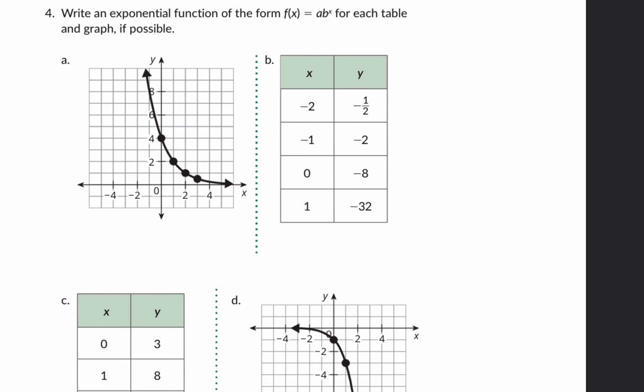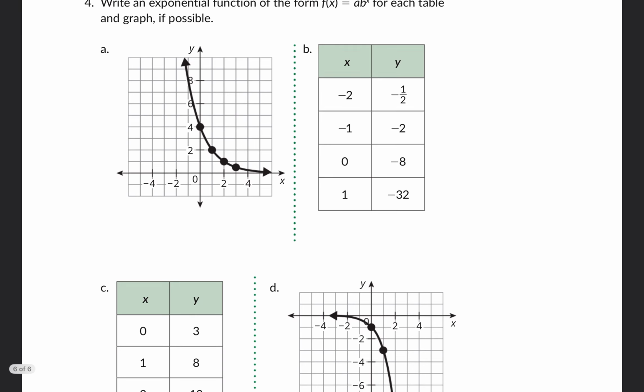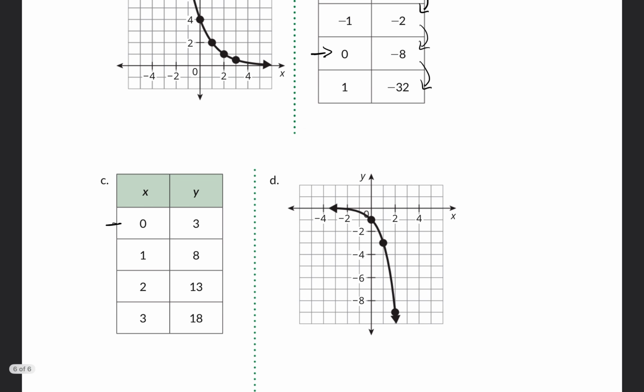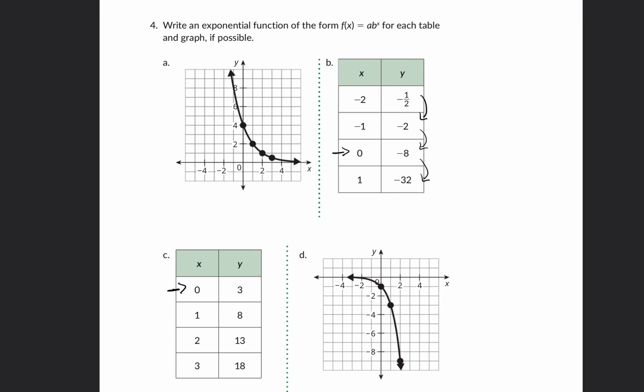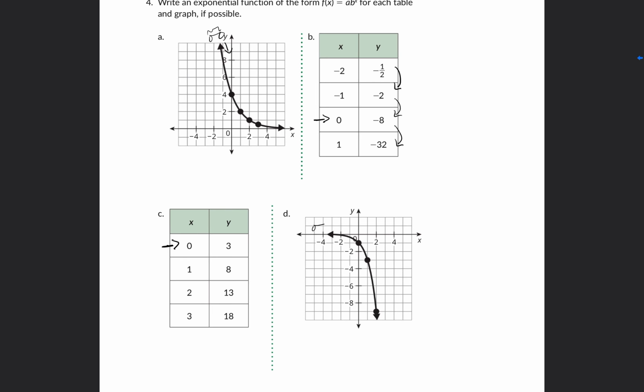Now, what you're going to do here is write an equation for each of these. I already told you from a table, anytime you're given 0, that is your A. So you guys can figure that out. Figure out what your common ratio is on these tables, because again, you're given where it's 0. Remember, when you draw your curve, this is going down.